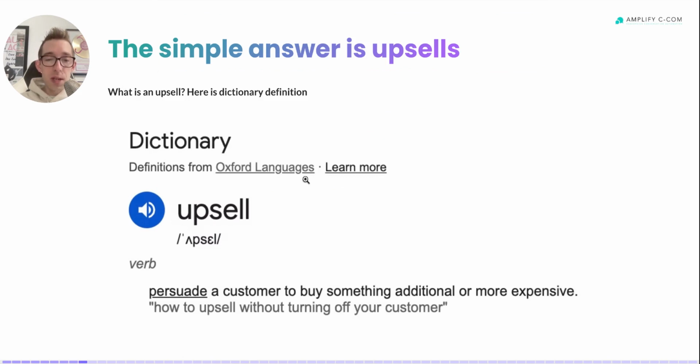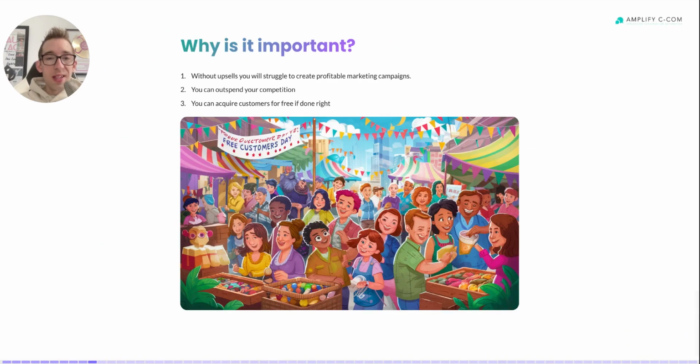So what is an upsell? An upsell is, dictionary definition, persuade a customer to buy something additional or more expensive. In its simplest form, that's what it is. So why is this important? Without upsells, you're going to struggle to create profitable marketing campaigns. You're not going to be able to outspend your competition. You can actually acquire customers for free if done right.